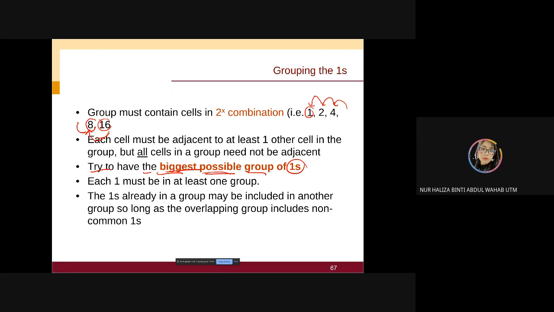And each cell must be adjacent to at least one other cell in the group. But all cells in the group need not be adjacent. You baca lah ni, you read this and try to understand this. Each one must be in at least one group. The one already in a group may be included again, it might also be included in another group as long as the overlapping group includes a non-common one. So apa maksud dia? Later on I give you an example.